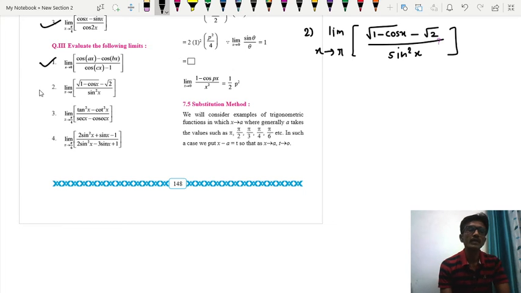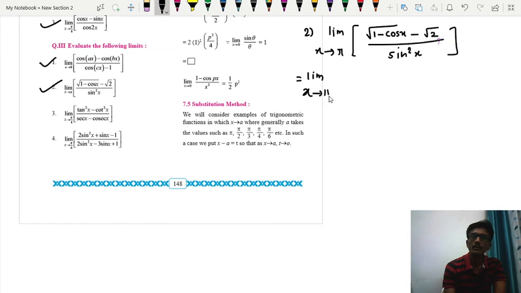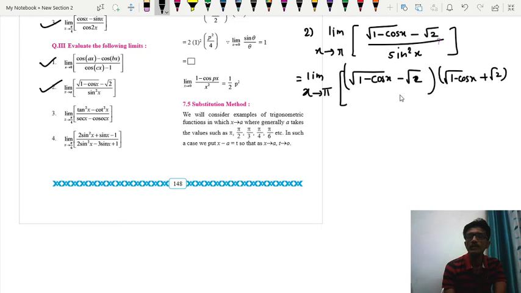In this question we rationalize the numerator because the numerator is irrational. So limit x tends to pi. Rationalize the numerator, multiplying by its conjugate: root of 1 minus cos x minus root 2, multiplied by root of 1 minus cos x plus root 2, upon sin square x into root of 1 minus cos x plus root 2.